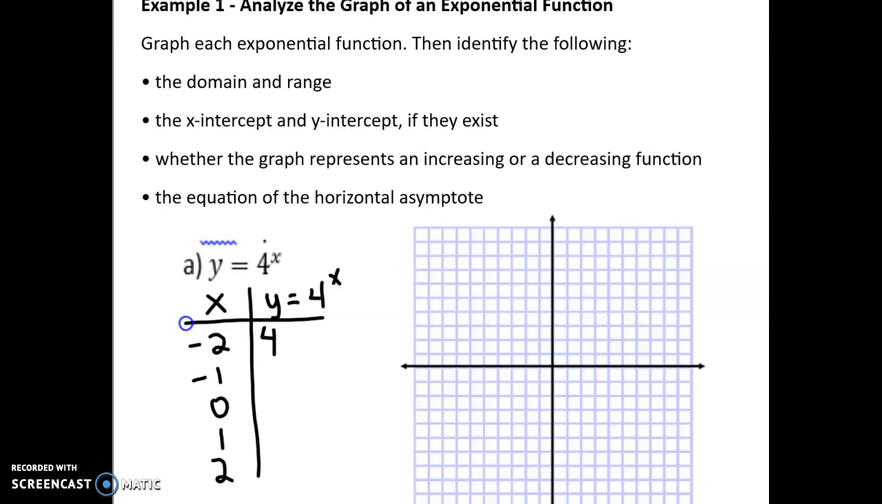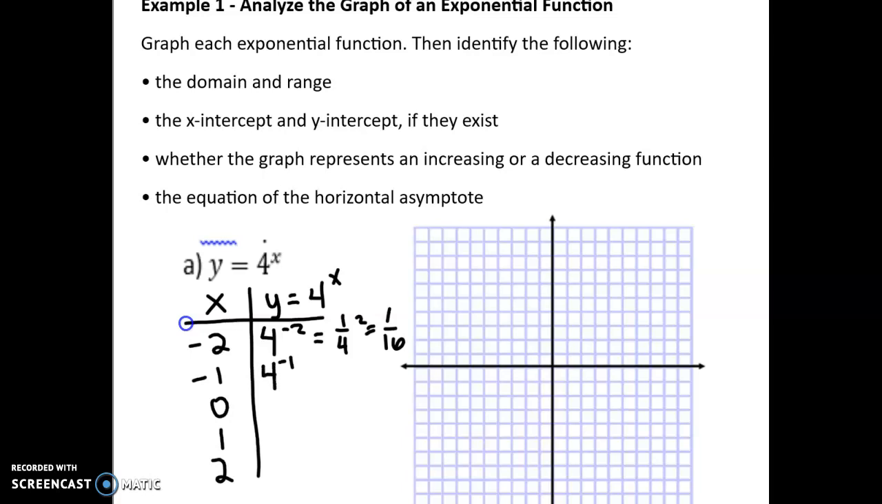So the first one, if I put 4 to the power of negative 2, remember that a negative exponent flips your base into a fraction. So this is actually going to be 1 over 4 squared. Again, now notice the negative is gone. And 1 over 4 squared, when you square the top and the bottom, is 1 over 16. So the first part here would be negative 2, again, as your exponent, and that would give us 1 over 16 as a y value.